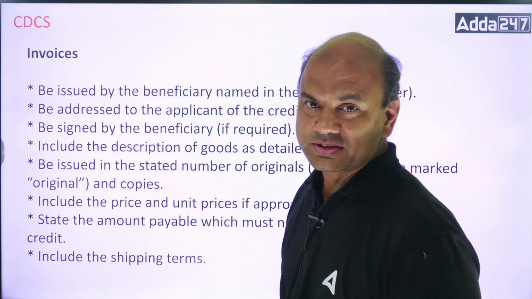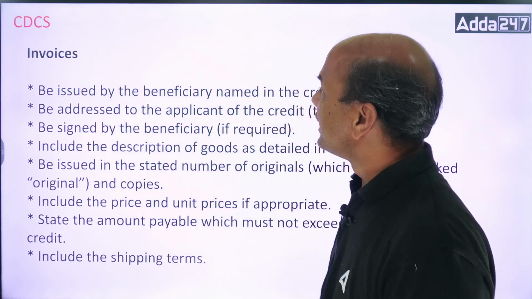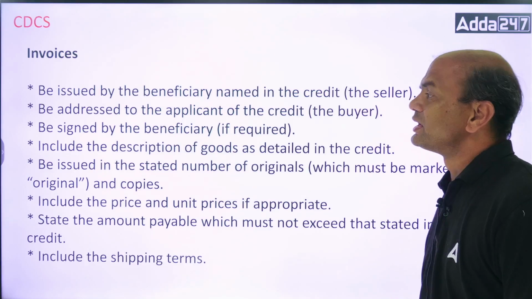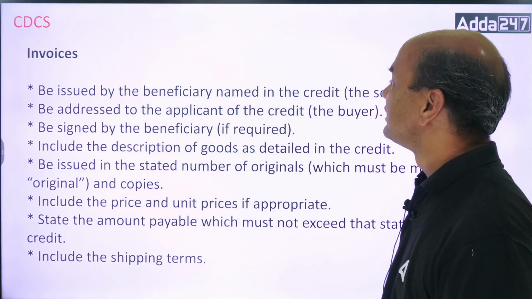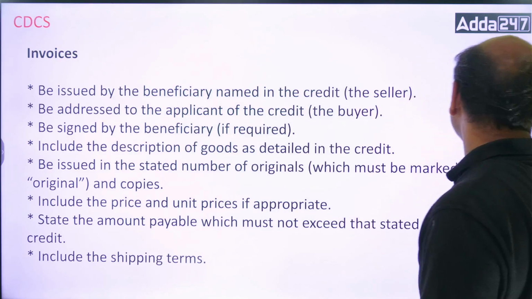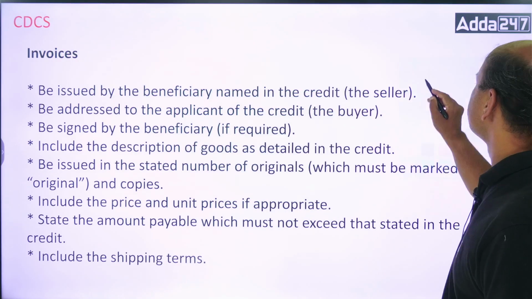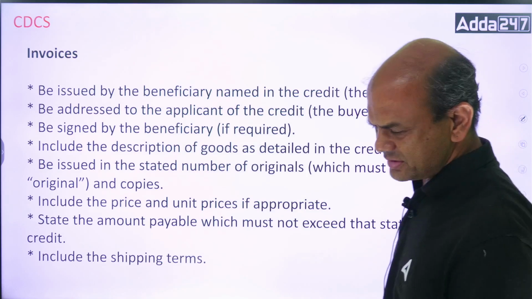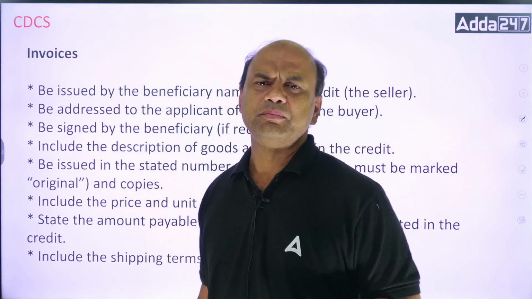Let's start with the invoices. Invoices should be issued by the beneficiary named in the credit, the seller. See, importantly remember, invoices should be issued by whom? Any invoice. Invoice should be issued by basically the seller.